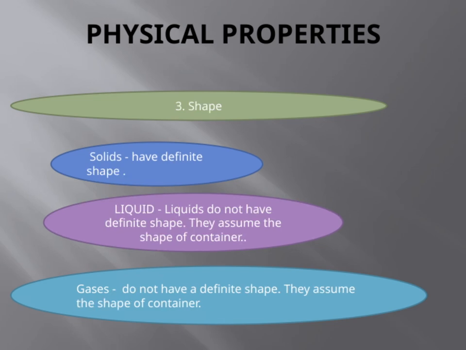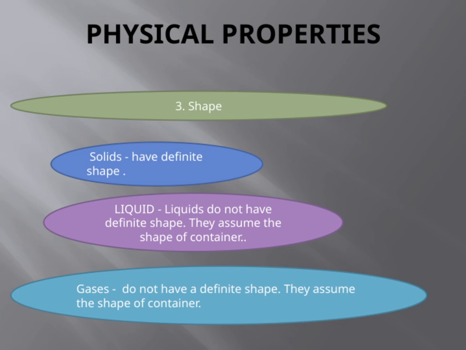Now let's talk about the shape of different states of matter. Solids, as you might expect, have a definite shape. They keep their shape no matter what, which makes them quite stable. Liquids, on the other hand, do not have a fixed shape. Instead, they take the shape of whatever container they're in. So pour water into a glass or a bowl, and it will adapt to that shape.